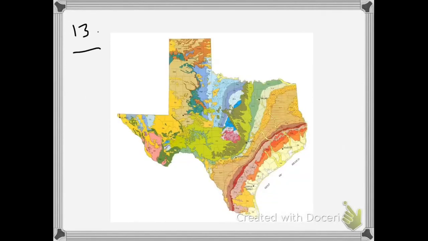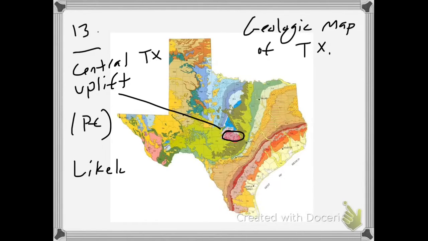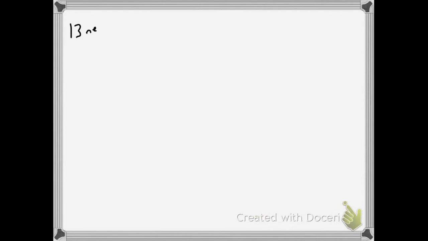Question number 13. What you're looking at here is Texas, but it's a very special map of Texas, which is called a geologic map of Texas. This shows you where all the rocks are on Texas's surface. Right here in the center of our state is very old rock, which is known as the Central Texas Uplift. This is what this physiographic province is called. And these rocks are Precambrian in age. So is that structure likely to be a dome or a basin if it's Precambrian? The answer is it's a dome because all the rocks around it are dipping away from that structure.